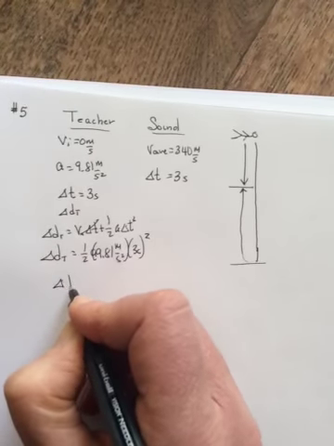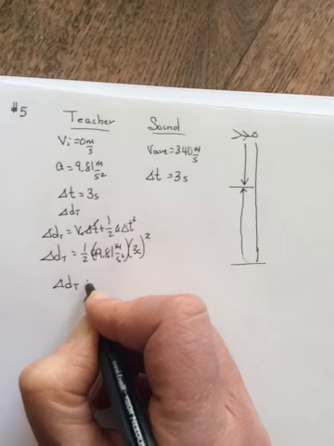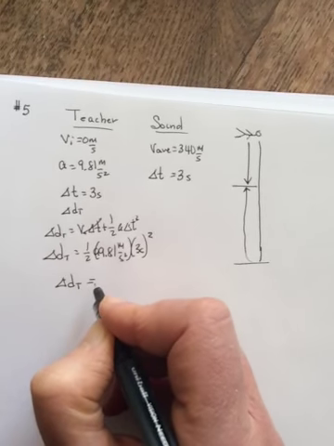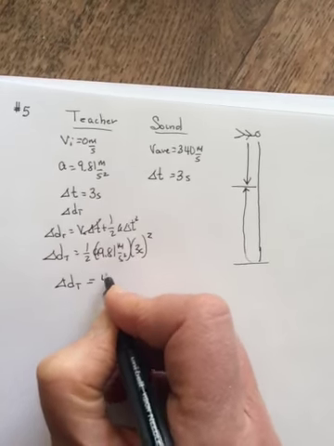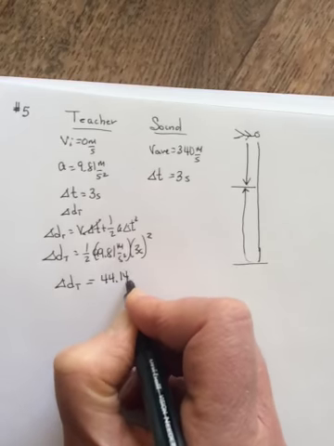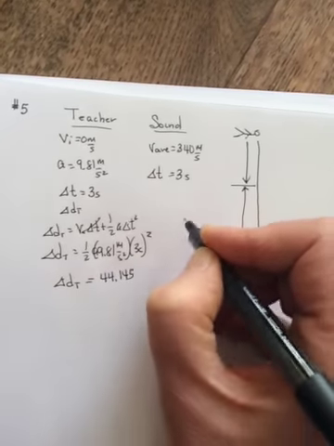So 4.5 times 9.81 is 44.145. And this T is teacher, not total.